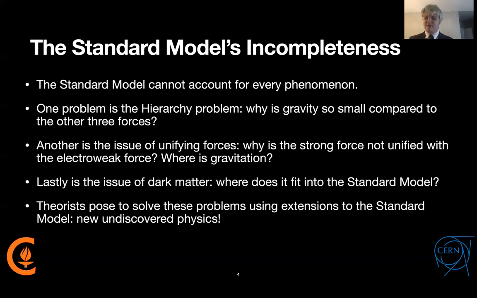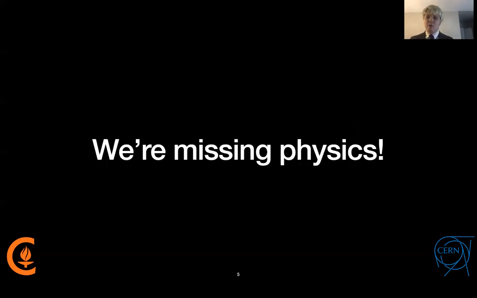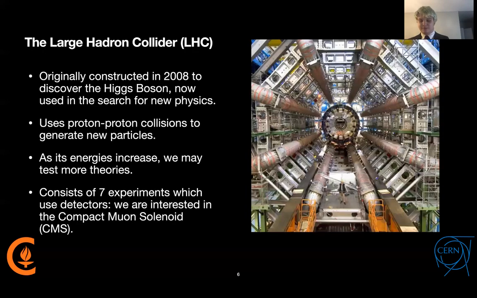Theorists attempt to solve this problem by bringing forth new models that are extensions of the standard model. Supersymmetry is one of them, but it also includes models such as extra dimensions or the twin Higgs model. Regardless, we realize that the standard model is not complete and we're missing physics. And the question remains, how do we confirm the physics we're missing? How do we confirm standard model extensions?